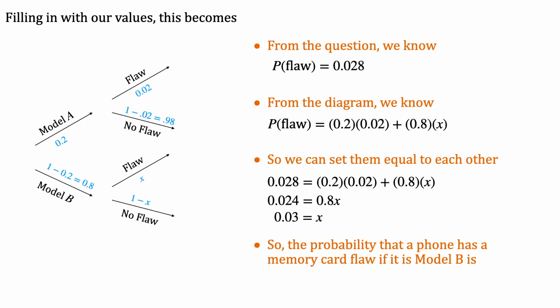We have the value for x, the value that the question was asking for, which is the probability of a flaw given Model B. So we know now that the probability of a flaw given Model B is 0.03. And we are done.